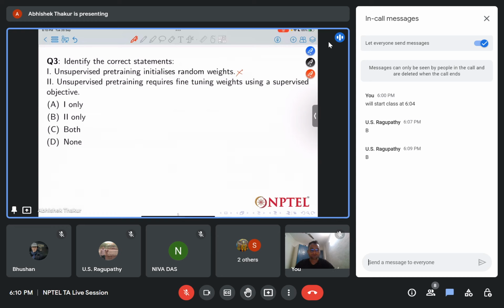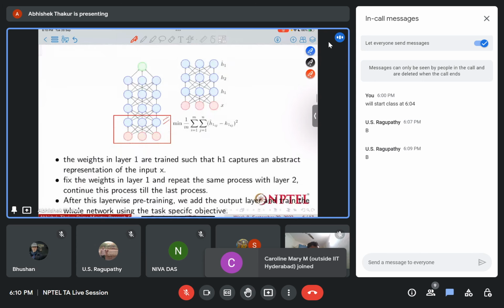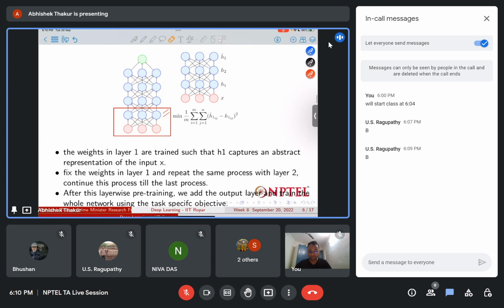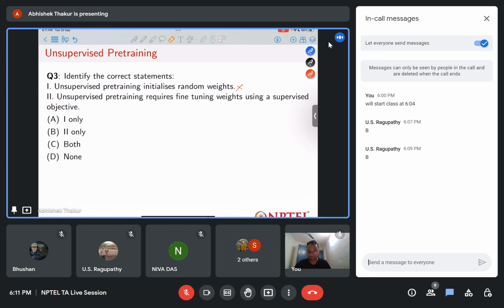This is wrong. It does not initialize random weights. It is training: first it takes the first layer and gets the weights of layer 1, and after that it gets the weights of all the layers by using the autoencoders method, as you can see. In this way, when you get all the weights, you add the output layer and train the whole network, and just after the fine tuning, the output with minimum loss can be derived.